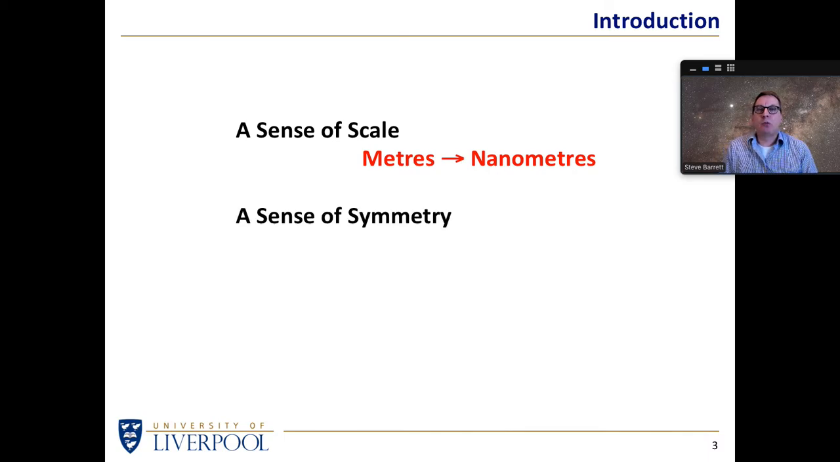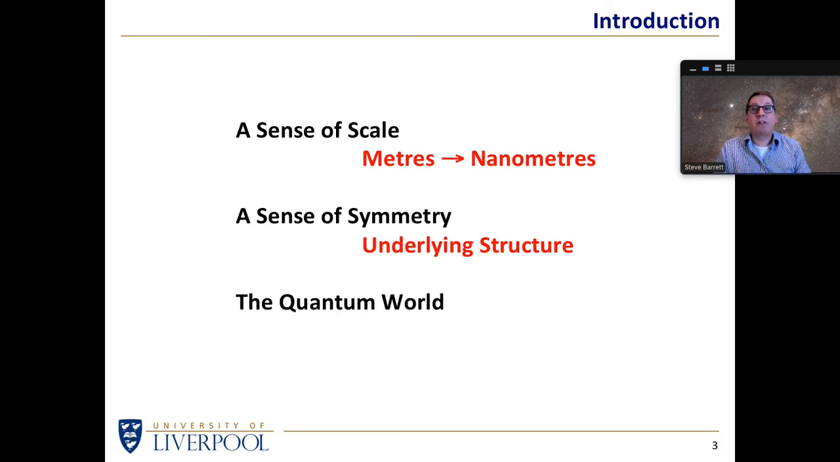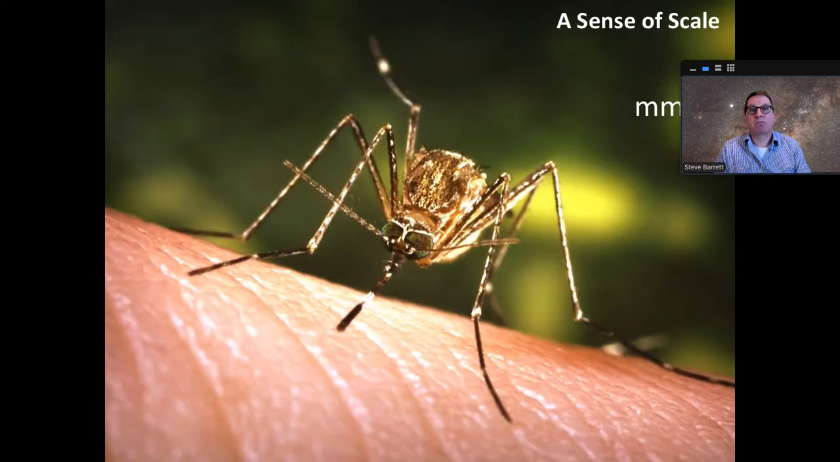And I'll be looking at what the world is made of, looking to see how a sense of symmetry when we look at the macroscopic scale gives us some clues as to what's going on at the microscopic scale, the underlying structure. And I'll finish with looking at how we can actually see the quantum world. In other words, how we can actually use the ideas of quantum mechanics to build a microscope that will allow us to see atoms.